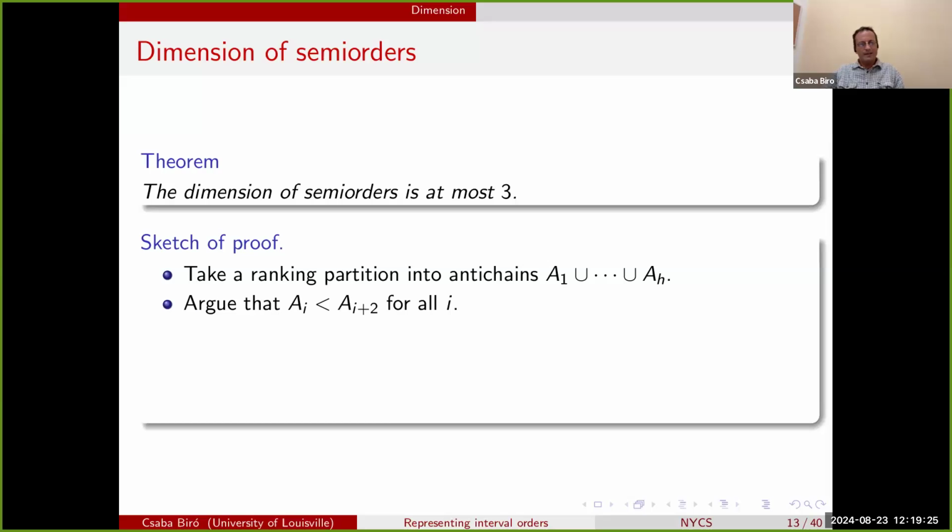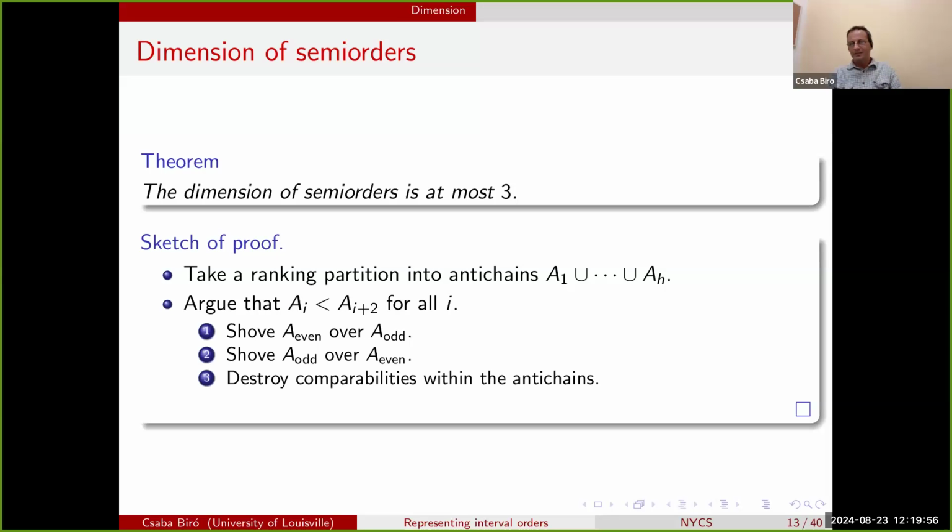Once you do that, it's not hard to prove that if you have, say, A1 and A3, every element in A3 is going to be greater than every element in A1. So if they are 2 apart, they are going to be totally comparable. This is not only for A1, A3, but also A2, A4, A3, A5, and so on. So now we can group together the odd indexed sets, and we will call the union of them A sub odd. Then we take the union of the even indexed sets, and we call that A sub even.